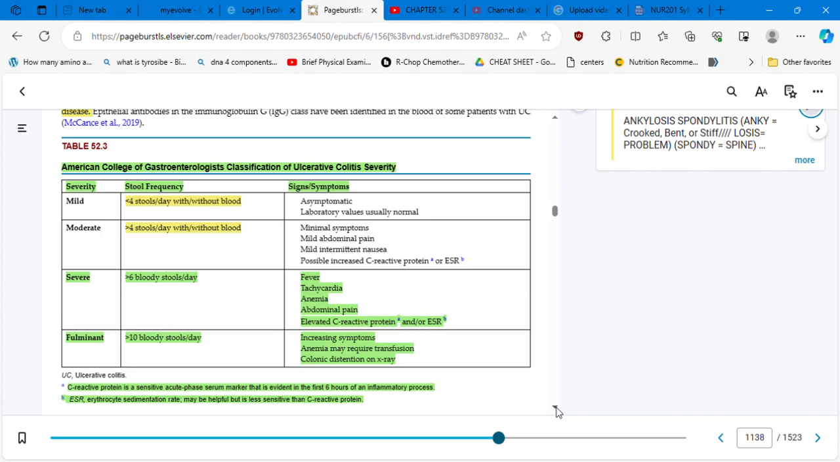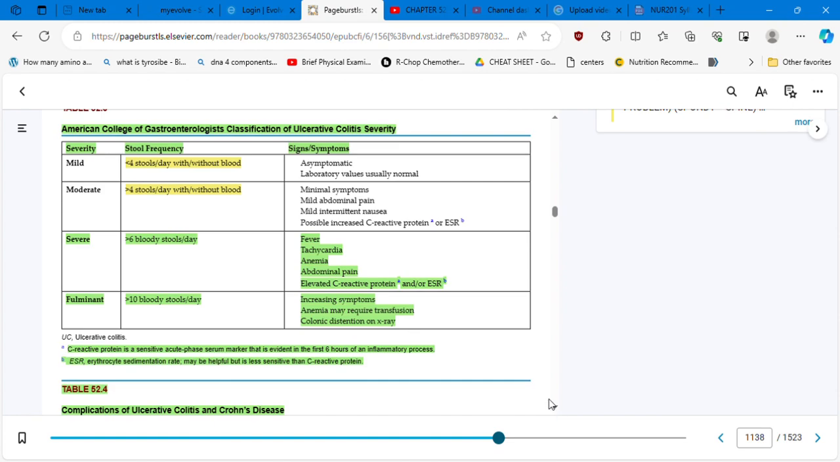There is a table here, the American College of Gastroenterology's classification of ulcerative colitis severity. So you have mild when you have less than 4 stools per day with or without blood. Moderate, more than 4 stools per day with or without blood, right? So in these first two stages, mild and moderate, either they are asymptomatic or they have minimal symptoms.